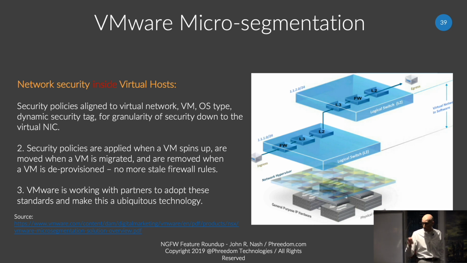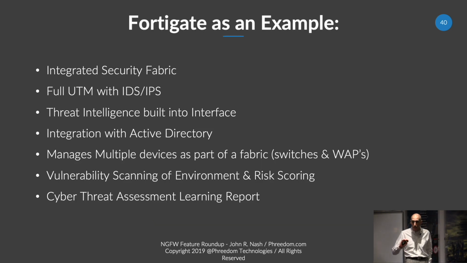Okay, we're not endorsing anybody's company right now, but I'm going to talk about Fortinet because I'm familiar with it. So I think it's a good example of what they're doing in the next generation space. They have an integrated security fabric, full UTM with IDS, IPS, threat intelligence built into the interface, and integration with Active Directory. They manage multiple devices as part of their fabric, which includes wide area wireless APs, vulnerability scanning of the environment, and risk scoring. So I've got a few screenshots of that, and a cyber threat assessment learning report. So they kind of check a lot of the boxes that we talked about earlier.